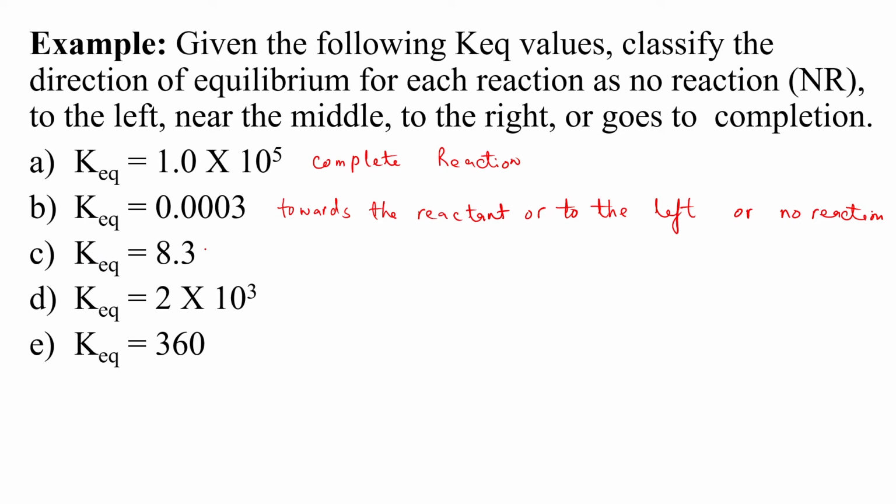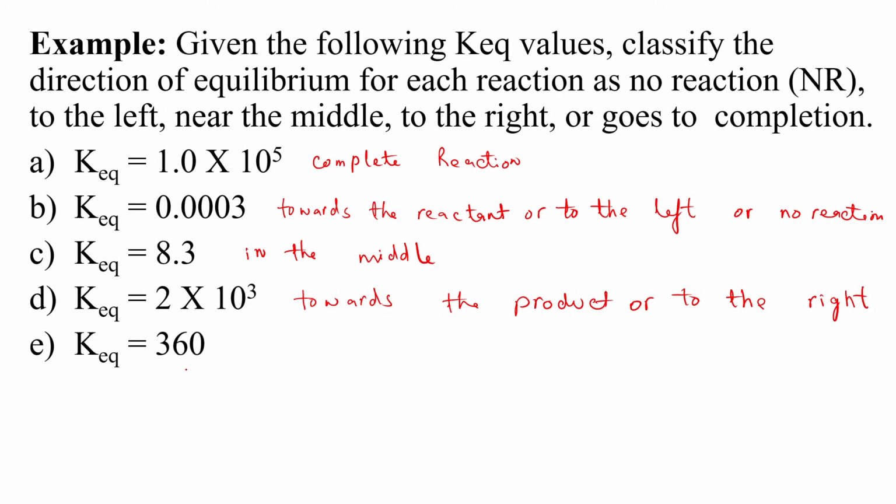Next, we have K equilibrium 8.3. So for this, you can say it is in the middle. Next K equilibrium is 2 times 10 to the 3. So for this one, the equilibrium is mostly towards the right or towards the product. Next, we have 360, which is, we assume that plus minus 500 is close to 1. So for this as well, the direction of the equilibrium will be in the middle.